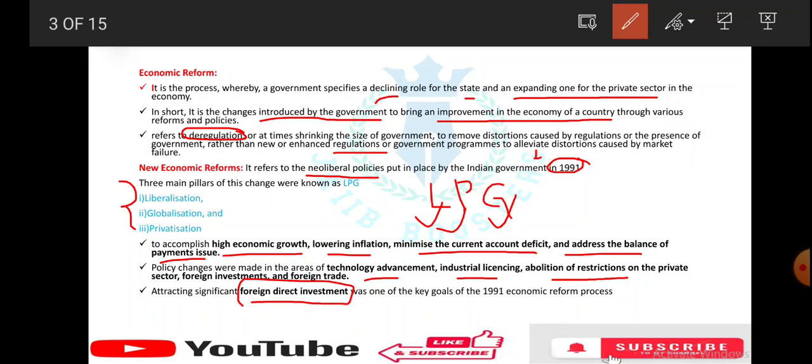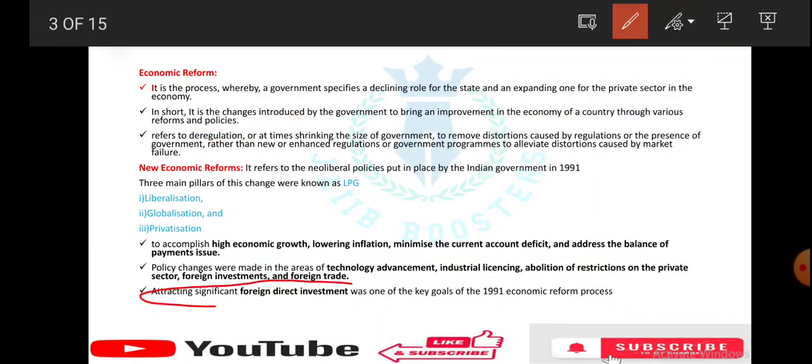What is the main goal of the 1991 economic reforms process? It is nothing but attracting FDIs. Okay.